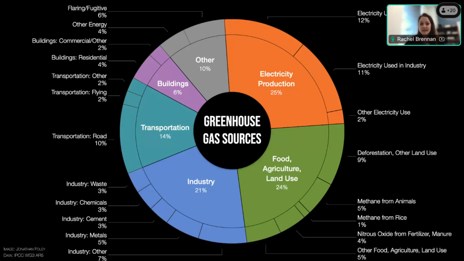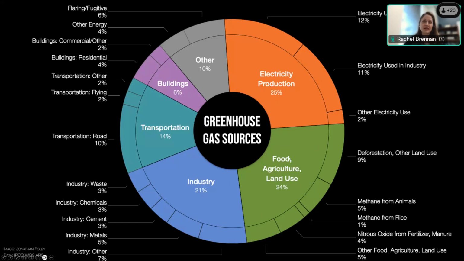So this is a great example of effective science communication, that they've grouped electricity production. 25% of our greenhouse gas sources are from electricity production. Another 24%, almost as much, from food, agriculture, and land use. 21% from industry, and so on. So they have those 5 sectors plus other there. But this is something that a normal person might actually be able to remember.